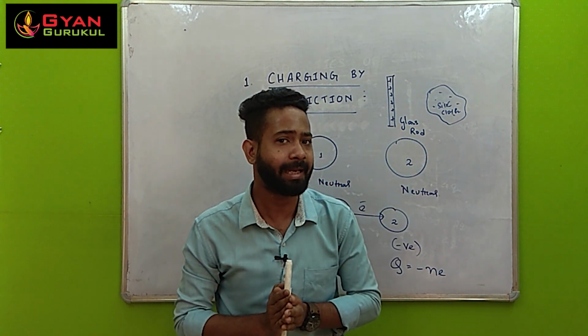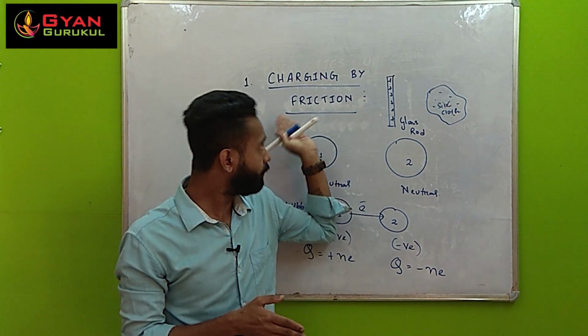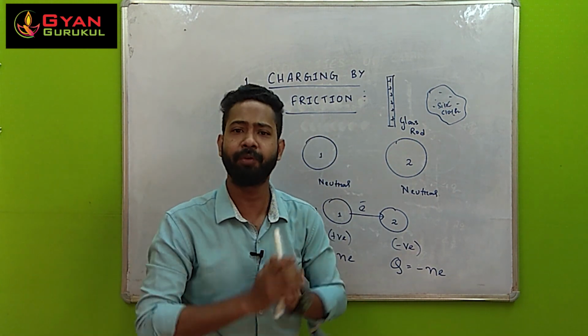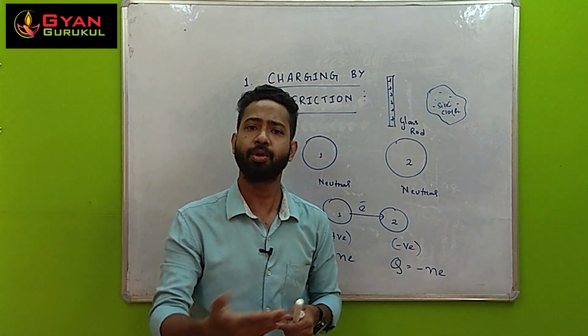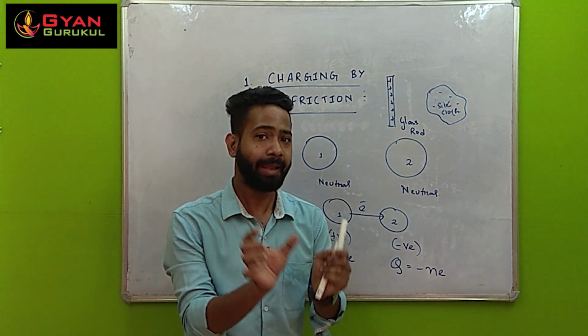So this is one of the practical examples for methods of charging, and that method is due to friction, one of the very simplest methods. Next we'll be talking about the method by conduction.